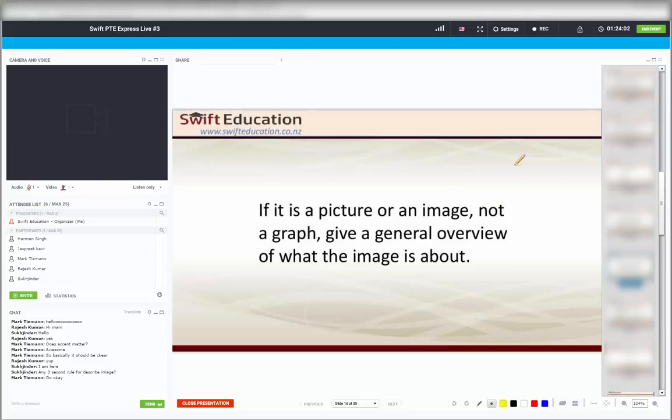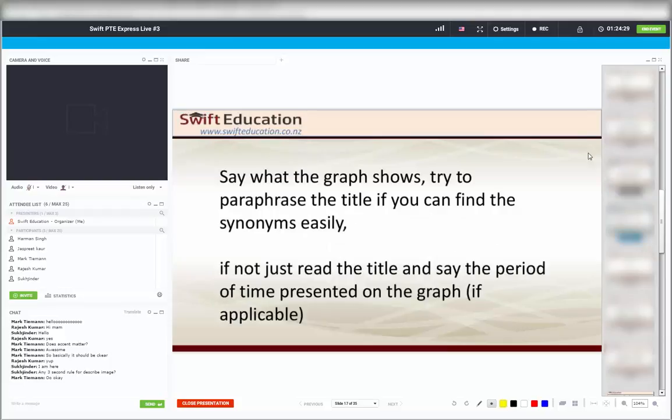If it is a picture or an image, not a graph, then give a general overview of what the image is all about. So if you see just a photo wherein people are just sitting and meeting out for drinks, you can just say that. Or else if you see a life cycle, you can explain that this picture or image explains to us about the life cycle of that particular thing. So the general title of the image or the picture.